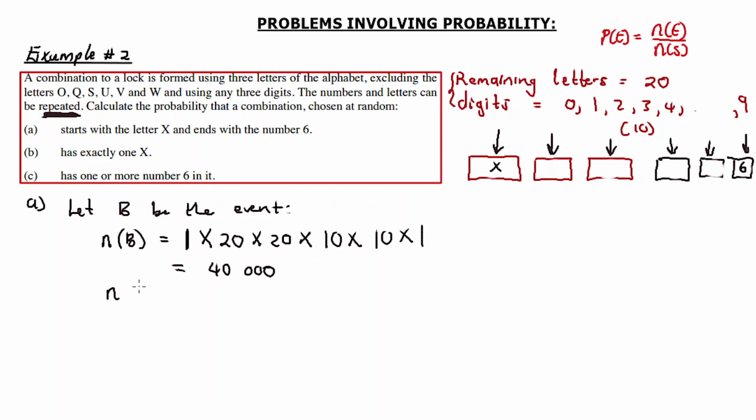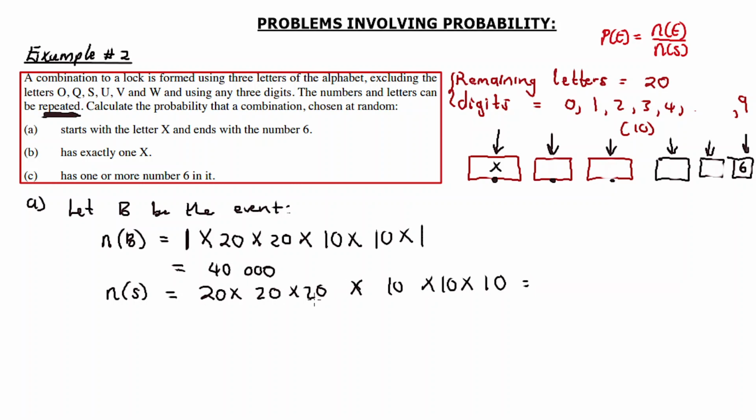Now, let me calculate the sample space again. The sample space is equal to all the possible outcomes. It's all the possible outcomes, right? Even the case where the first letter is not X, and the last digit is not 6. So we include everything. So the sample space is 20 times 20 times 20, 20 choices each, times 10 choices for each of the digits, because I'm including everything in the sample space.